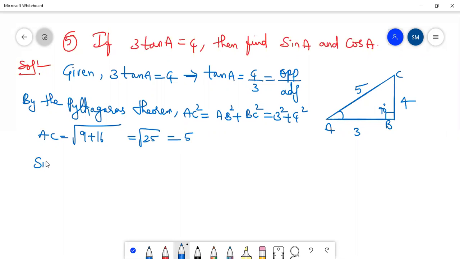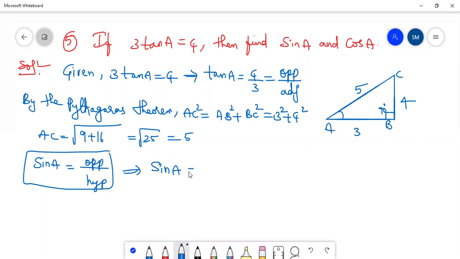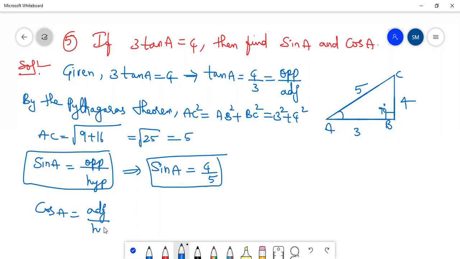Next, to find out sin A equal to opposite by hypotenuse. From this, we can write sin A is equal to opposite side 4, hypotenuse 5. And cos A is equal to adjacent side by hypotenuse. From this, cos A is equal to adjacent 3, hypotenuse 5. These are the values from the given.